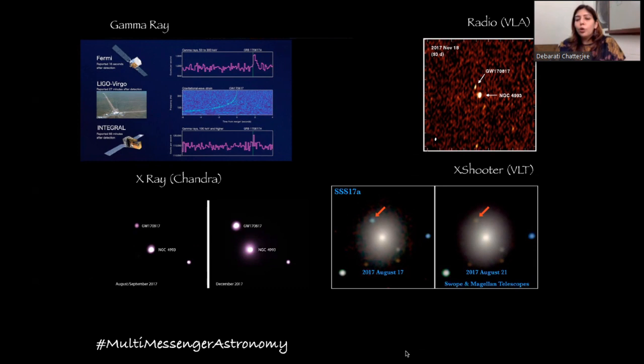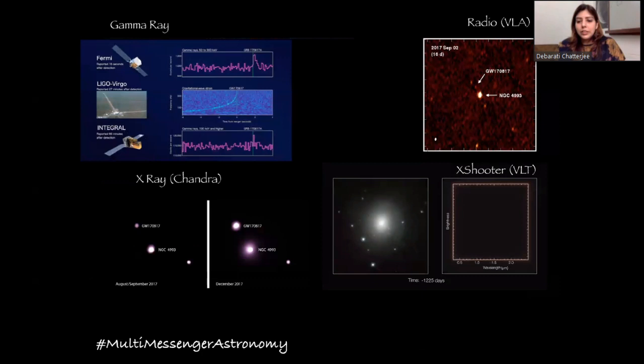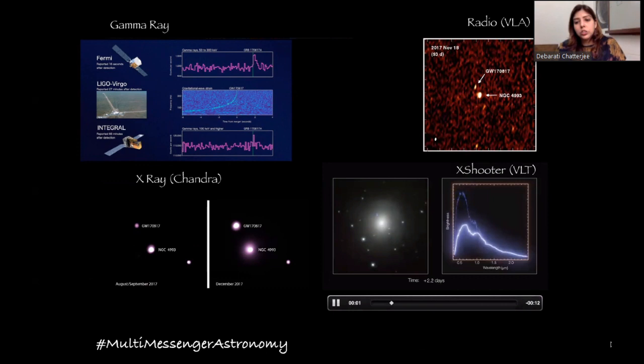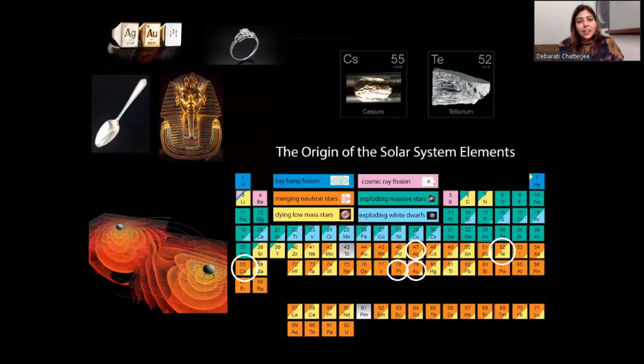And what is even more spectacular is there was an observation from X-shooter which showed in the spectra a couple of absorption features which correspond exactly to two elements, tellurium and cesium. And what is spectacular is that tellurium and cesium were speculated to be formed during merging neutron stars. But this was the first observation which confirmed this process of formation of elements, called r-process nucleosynthesis.